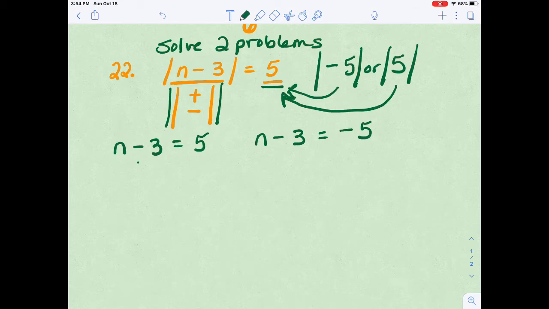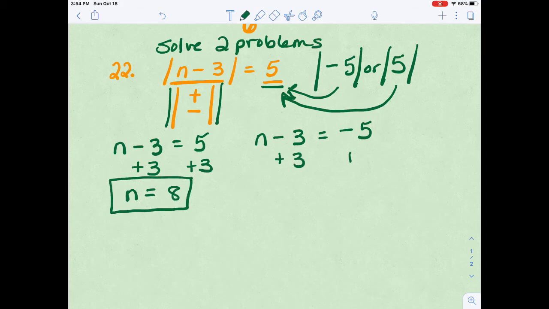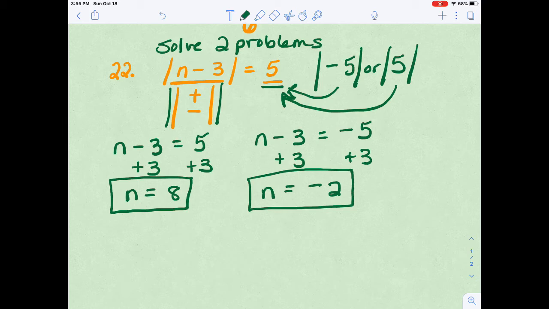They're not super difficult. I'm going to apply the addition property of equality here and get n equals 8. And that's one answer. And over here, I'm going to do the same property and get n equals -2. And both of these answers, both of these numbers work in this problem. So I actually have a solution set of -2 and 8. Both of those numbers will be solutions to this problem that I was given.